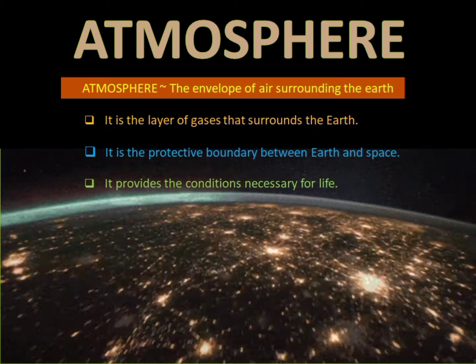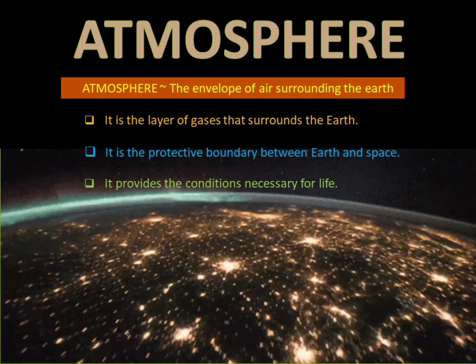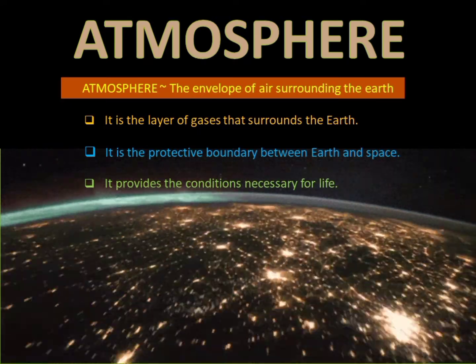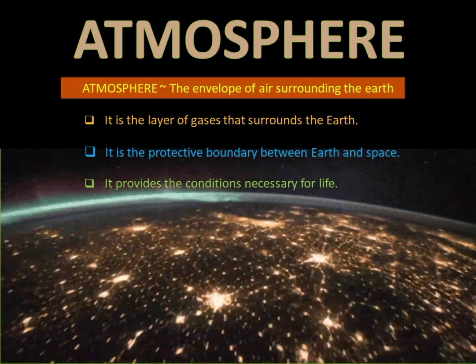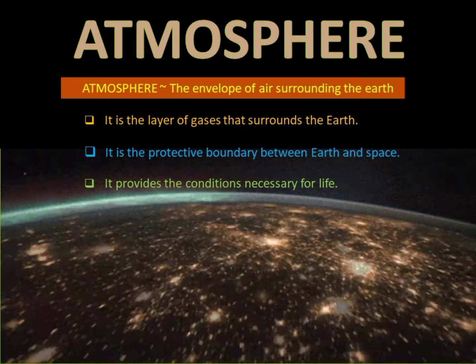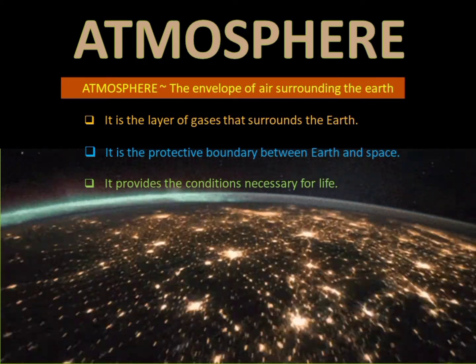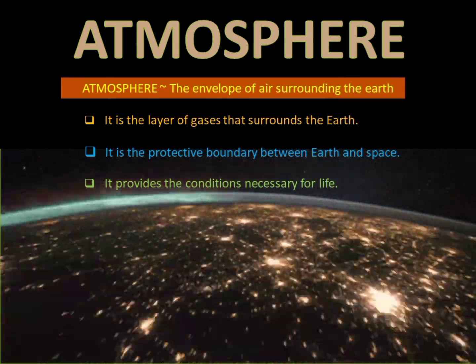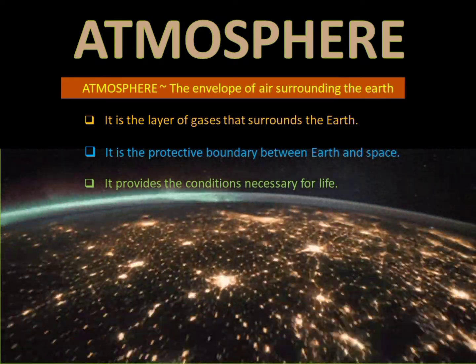Today in this video you will learn what is atmosphere. In cold winter nights you cover yourself with a blanket. This blanket protects you from cold winds. Likewise, there is a blanket of air which surrounds the earth. It is known as the atmosphere. This atmosphere makes life possible on earth, protecting from ultraviolet radiation from the sun.